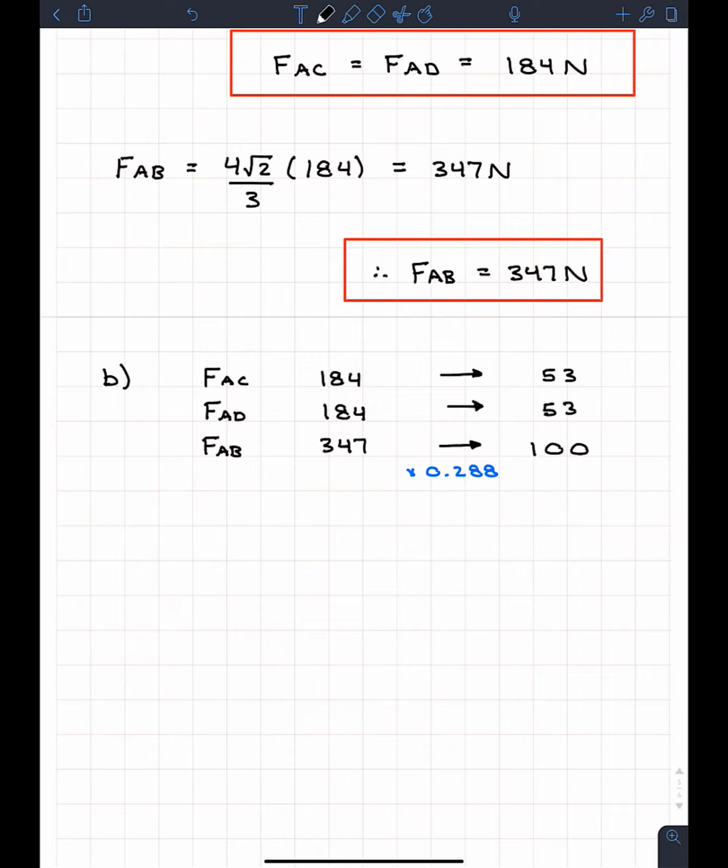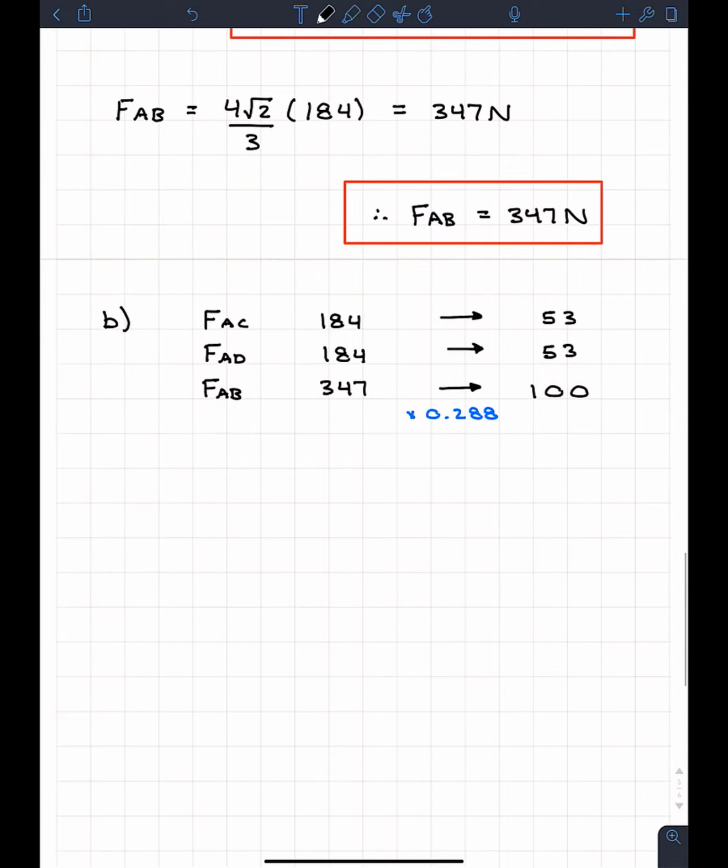So now if we look at our forces in the cable, one of them is 100, which is the maximum we want. And the other forces are all lower than 100, which is still okay, because none of them are greater than 100. So this factor must be true. So what we're going to do is take our mass, which is equal to the 50, which is what it was originally, and multiply it by that factor, 0.288. And what we get when we do that is 14.4.